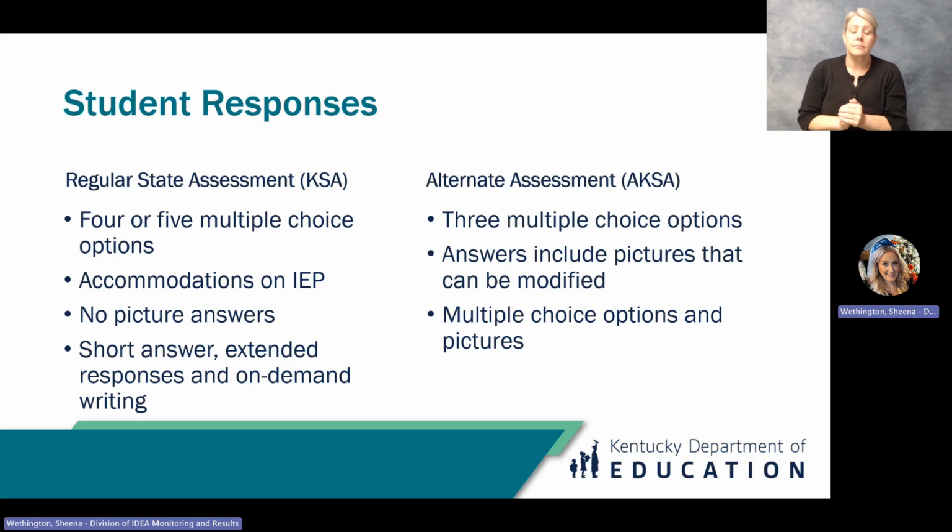Students completing the regular state assessment will either have 4 or 5 multiple choice options with no picture answers. Student responses should consist of short answer, extended responses, and on-demand writing. Students completing the alternate assessment will only have 3 multiple choice options for answers in both text and picture format. Those options include pictures that can be modified by the special education teacher to meet the specific accommodation outlined on the student's IEP, such as the need for larger pictures.